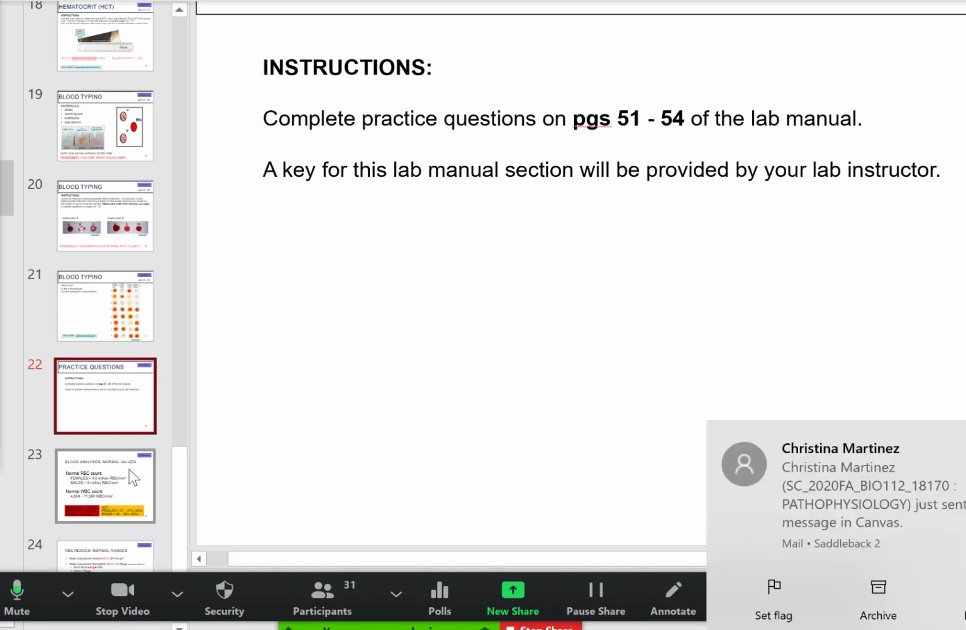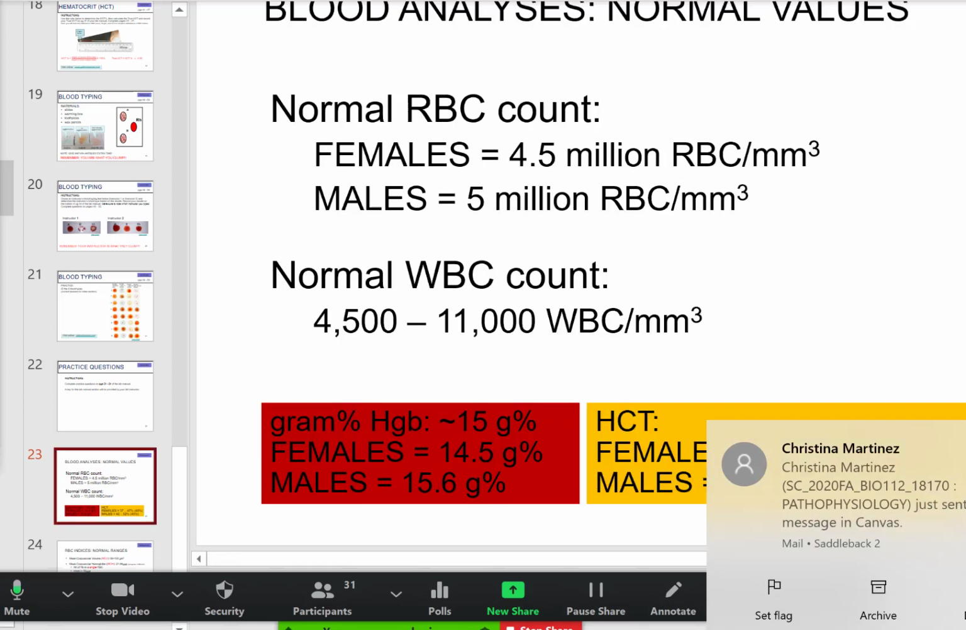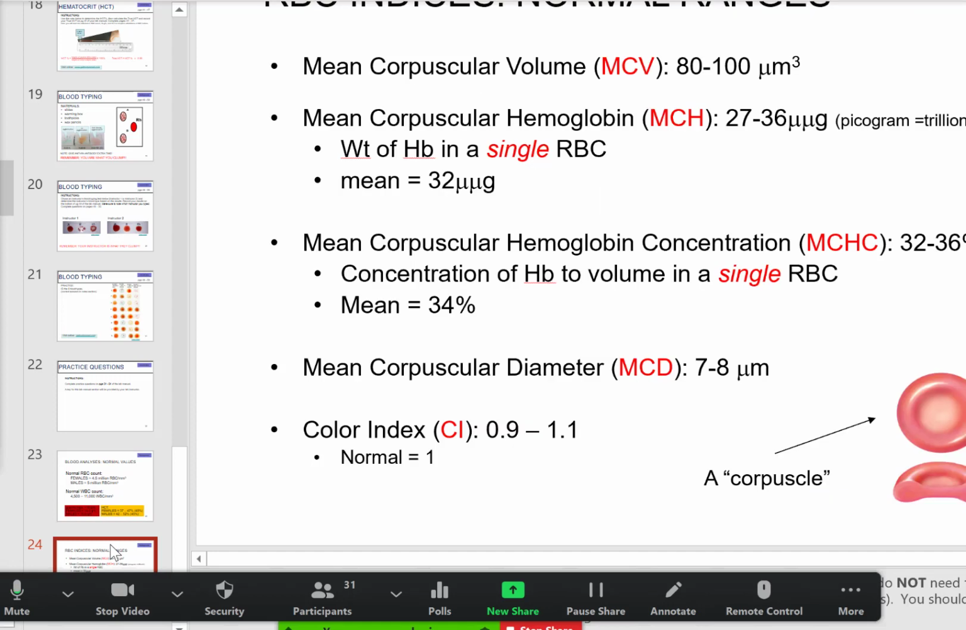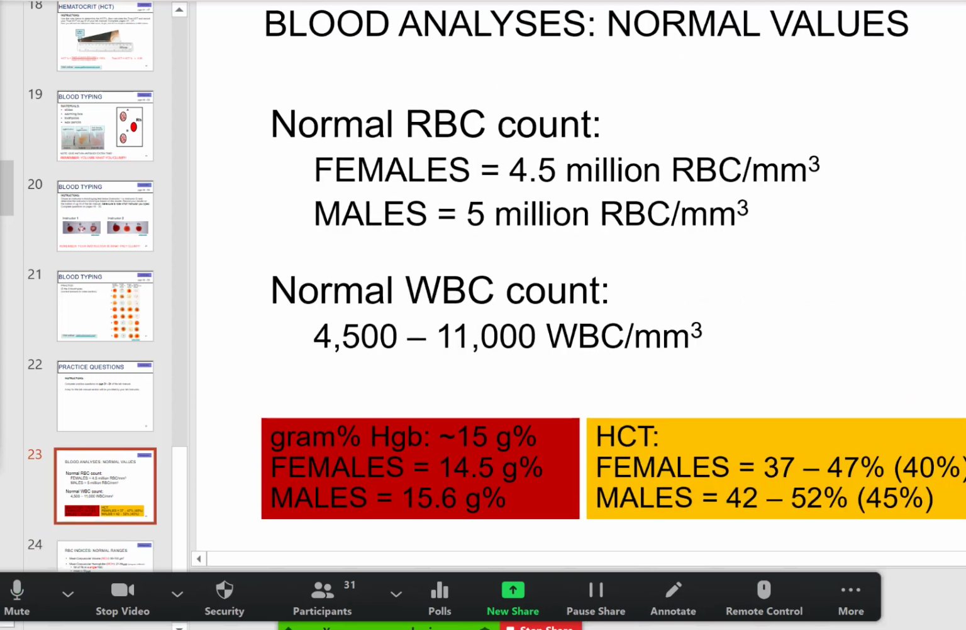All right, and then if you really need more practice beyond your lab manual, we do have some more practice. Blood typing, like I showed you there, and some more analyses for red blood cell counts and white blood cell counts. And here are your normal red blood cell indices that we do expect you to know. Again, this slide is basically discussed on pages 45 and 46 of your lab manual. Any questions in our last 3 minutes together?